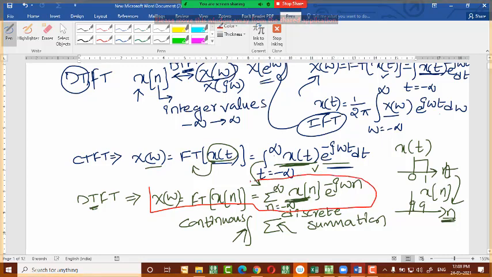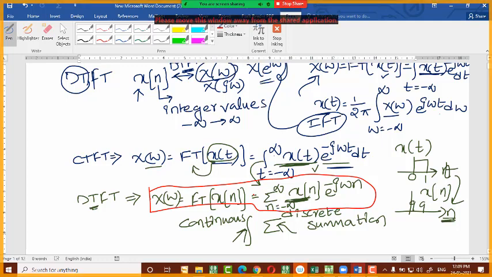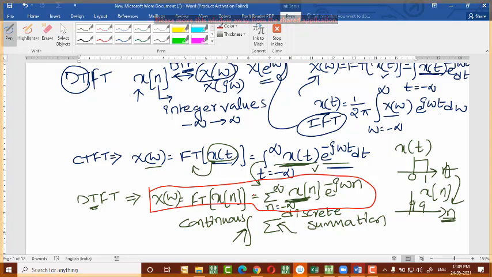You highlight this formula. Sigma n is from minus infinity to plus infinity x of n e power minus j omega n. Exactly similar to the CTFT formula only. In place of integration, you need to take sigma, and since you are dealing with a discrete signal, x of t is replaced with x of n. You can take any discrete signal, g of n, h of n, r of n, whatever it may be.